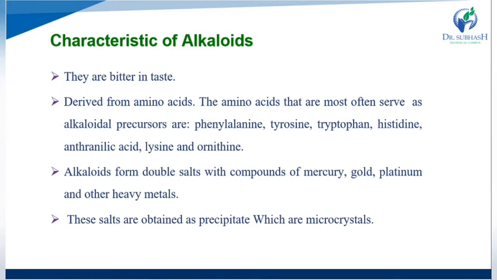Now we see the characteristics of the alkaloids. They are bitter in taste and derived from amino acids. The amino acids that most often serve as alkaloid precursors are phenylalanine, tyrosine, tryptophan, histidine, anthranilic acid, lysine and ornithine. Alkaloids form double salts with compounds of mercury, gold, platinum and other heavy metals. These salts are obtained as precipitates which are microcrystals.